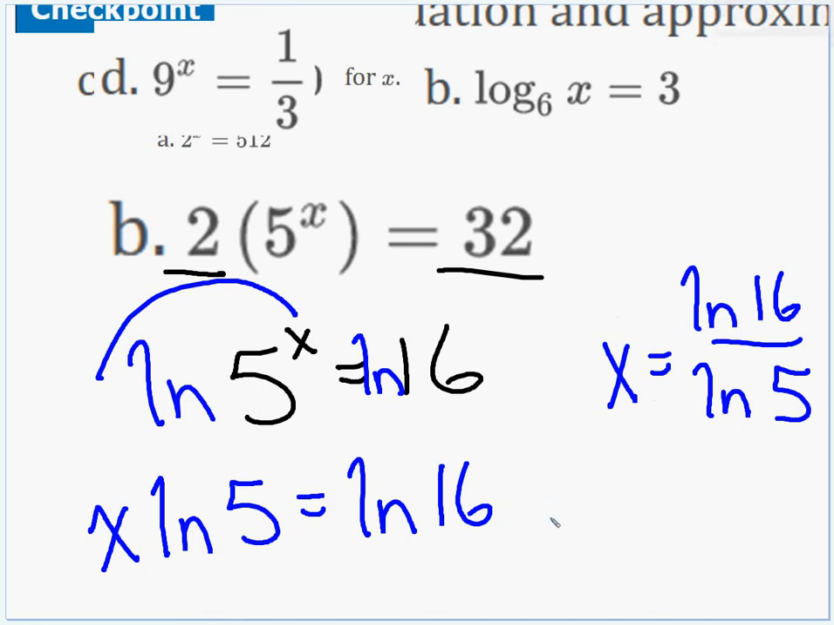And that decimal is approximately 1.723.